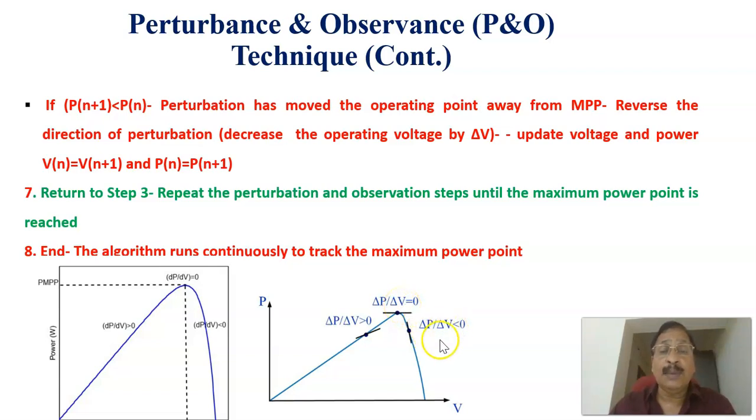Now, if delta P by delta V is less than 0, if it is negative, then you have to reduce the voltage and bring the operating point towards the maximum power point. Therefore, basically you are watching the slope delta P by delta V. If it is positive, increase the voltage. If delta P by delta V is negative, reduce the voltage. Once it reaches the maximum power point, delta P by delta V equals 0. That is the PV characteristic, and this is the maximum power point.